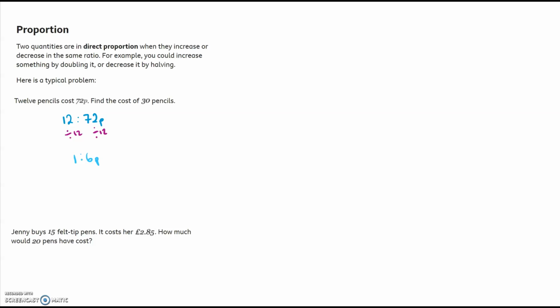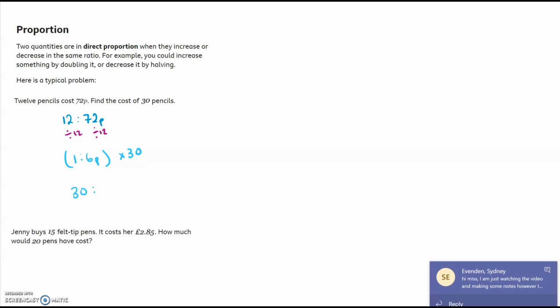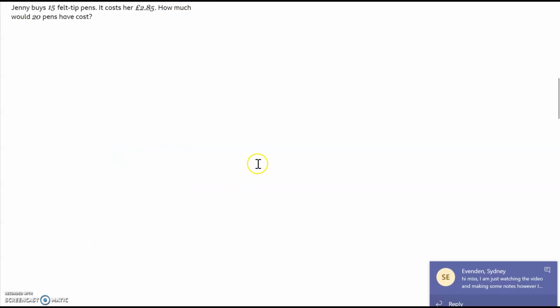To find the cost of 30 pencils, we would then multiply this by 30, and that gives us 30 to 6 times 30, which is 180p. So altogether we would have £1.80 for 30 pencils.